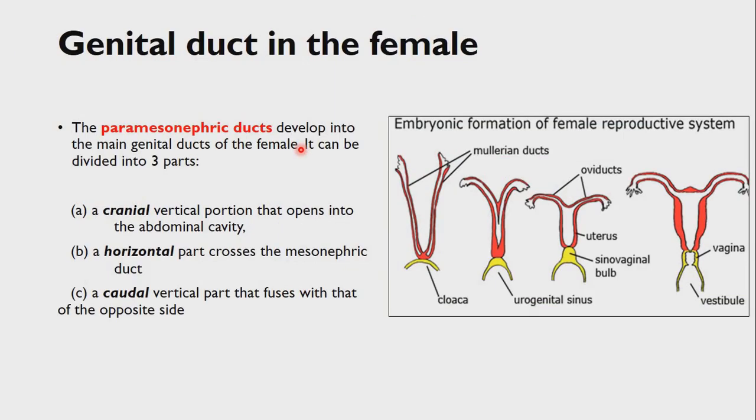Genital duct in the female. The mesonephric duct is the most important genital duct in the male. Here, the most important one that develops into the main genital duct in the female is the paramesonephric duct. The paramesonephric duct is divided into three parts. The first part is called the cranial or vertical portion, and that will open into the abdominal cavity. The second is called the horizontal part, and this will cross the mesonephric duct. The third part is called the caudal or vertical part, and that fuses with that of the opposite side.